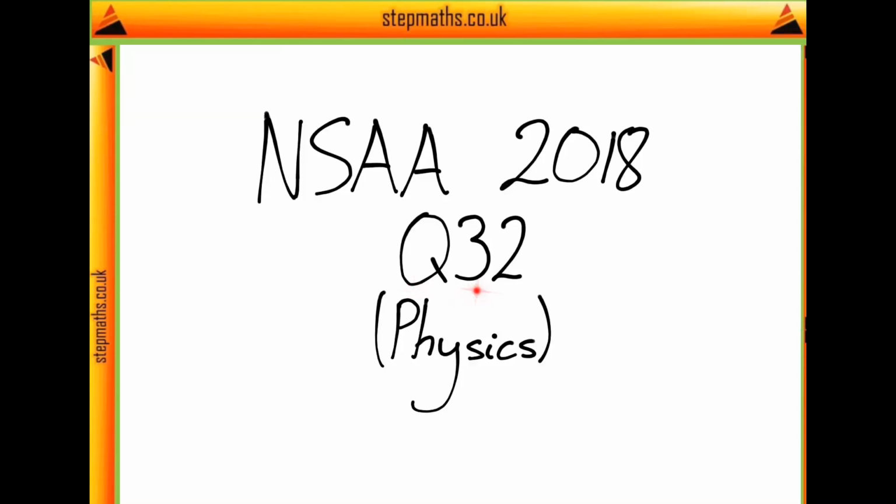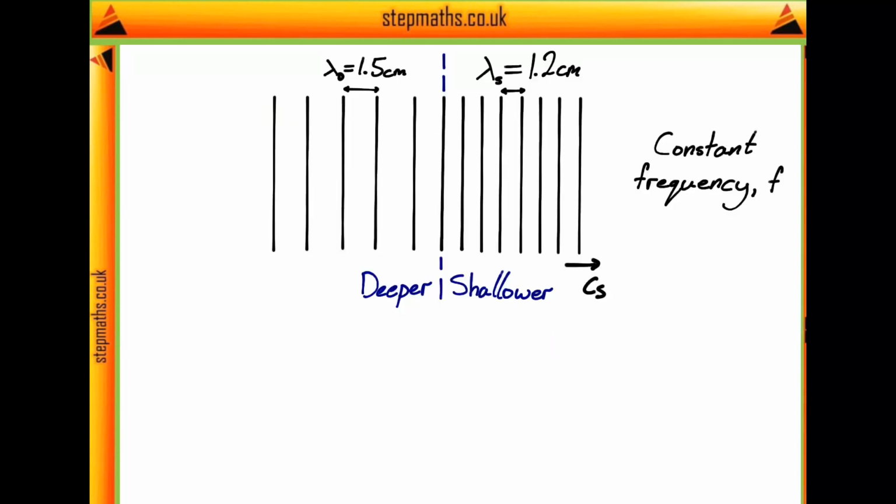Here we're going to look at question 32 from section 1 of the NSAA 2018 paper. In this question we're told that we have some waves that are produced in deep water moving with a wavelength of 1.5 centimeters. Then we're told that these waves cross into some shallower water where their speed becomes c with subscript s and they have a new wavelength of 1.2 centimeters.